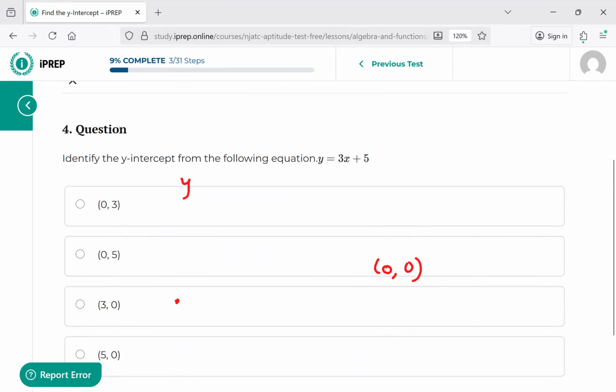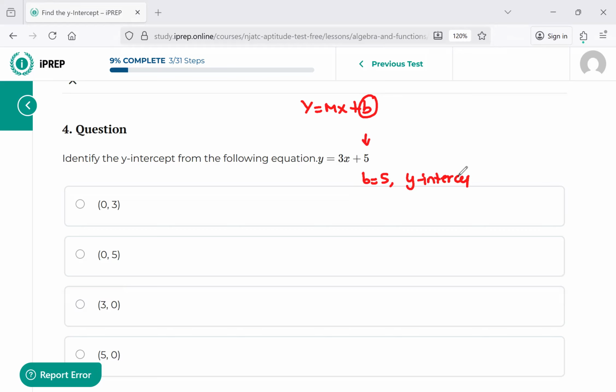Okay, so this time they don't give you a graph and they still want you to find the y-intercept. There are several ways you could find the y-intercept. If it's in the form y equals mx plus b, did you know that the y-intercept is always the b value, or the one without the letter? So it's the constant. In our case, our b is 5. That means my y-intercept is 5. And if you look at all the choices, they're coordinates. So how would I express 5 as a coordinate? 0, comma 5.